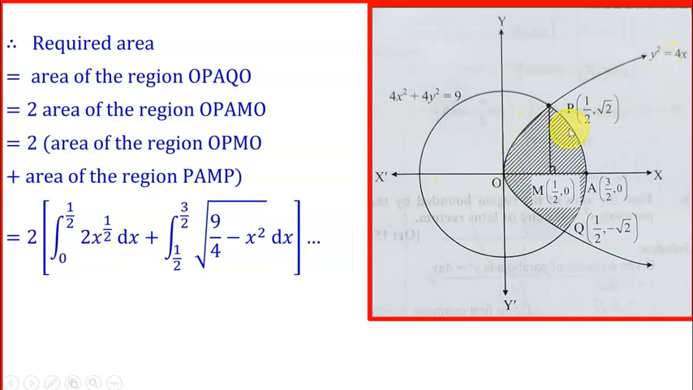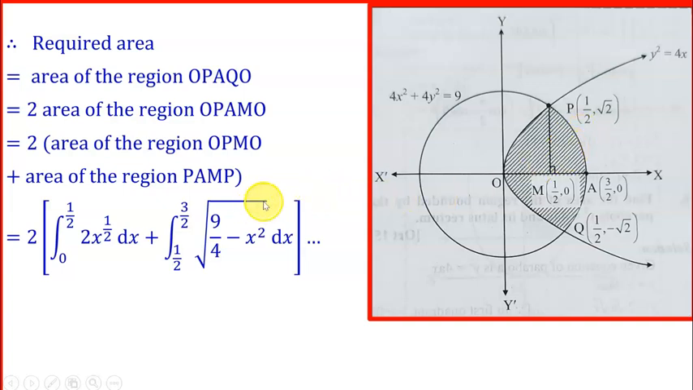Therefore, y is equal to 2 root x, meaning 2x raised to 1 upon 2 dx. This is the area below the parabola. And what about here? x varies from 1 upon 2 to 3 by 2. And what about here? y. That is the area below this circle.